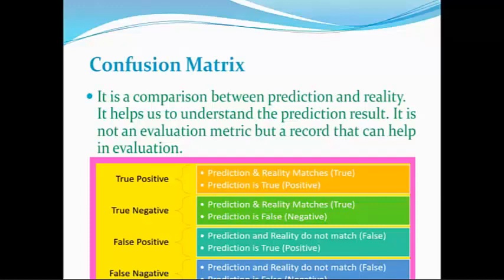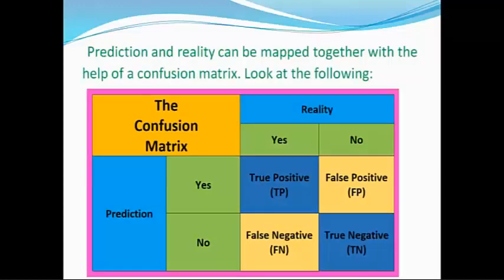So this is our confusion matrix, the table comparing the prediction and the reality. Now check it out. In this table, on the right hand side we have reality, on the left hand side we have prediction. Prediction can be yes, can be no. Reality can be yes, can be no. Now check it out. When the prediction is yes and the reality is yes, it is true positive. All right.